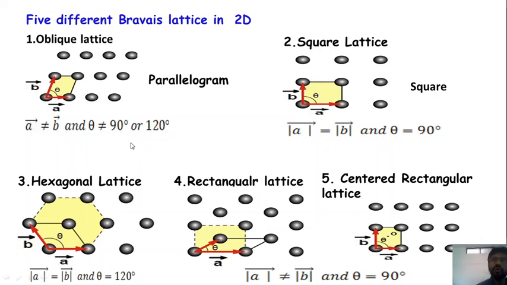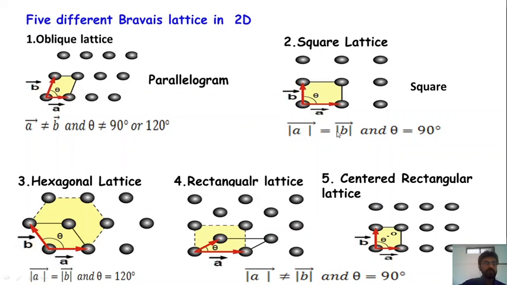In the second type of network, these two vectors are equal and the angle between these two vectors is 90 degrees, and hence it forms a square type of network, and due to that it is known as the square type of lattice.